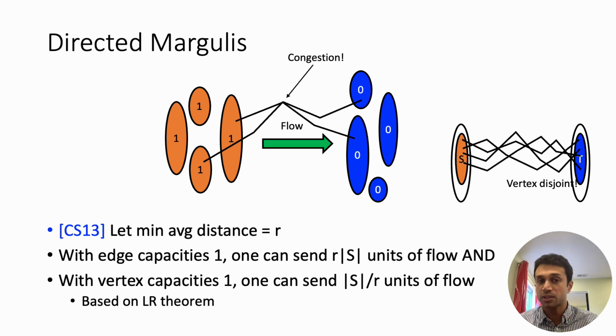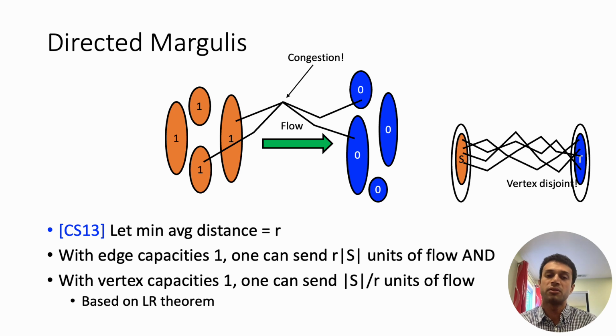The directed Margulis statement is a little more sophisticated. What it says is, you have these S and T's that are matched. Consider the S and T with the minimum average distance. So maintaining their cardinality, kind of push them close to each other and get the minimum average distance between S and T. Then it has been shown that if the edge capacities are 1, you can route R times cardinality of S units of flow. So this is stronger than Poincare because you can do R times cardinality of S.